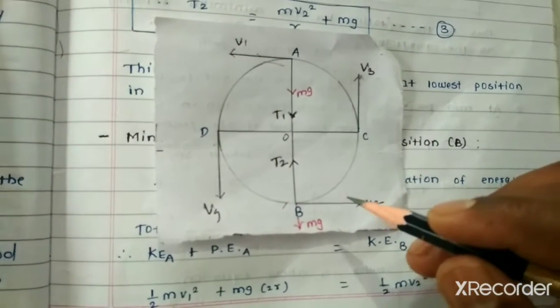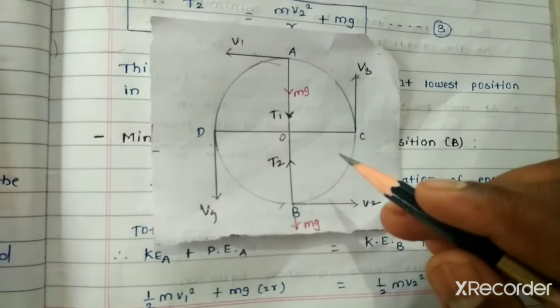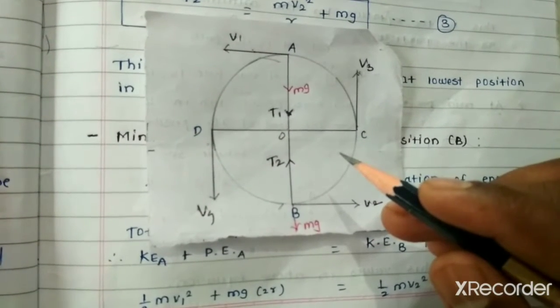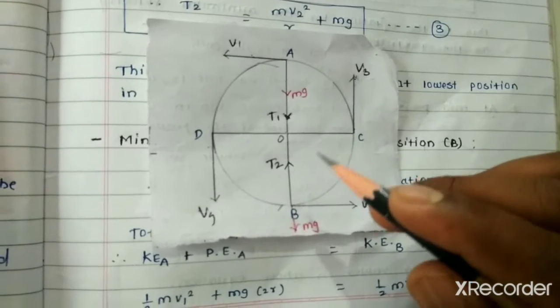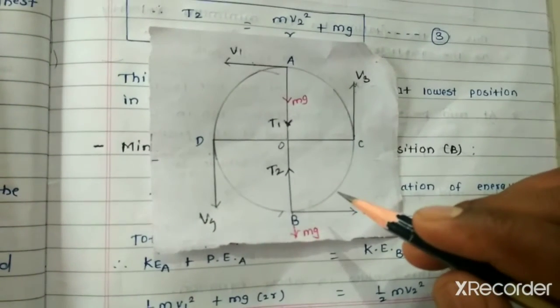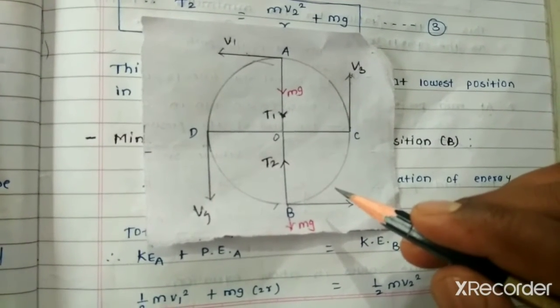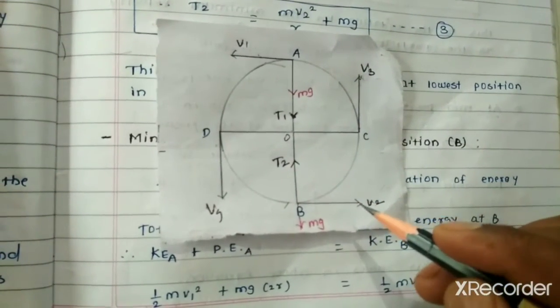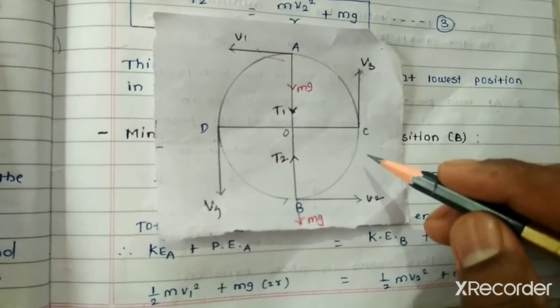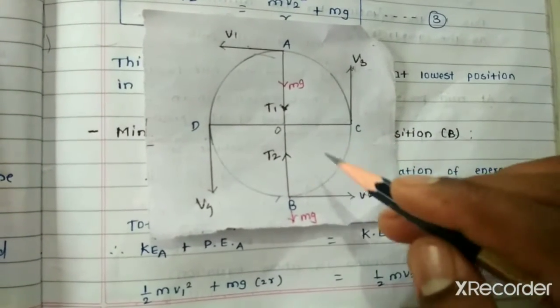Now finding the minimum velocity of the particle or object at the lowest position in vertical circular motion, we are going to use the law of conservation of energy, because in this vertical circular motion there is an interconversion of kinetic energy and gravitational potential energy.